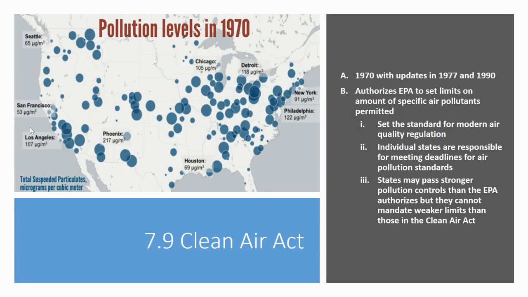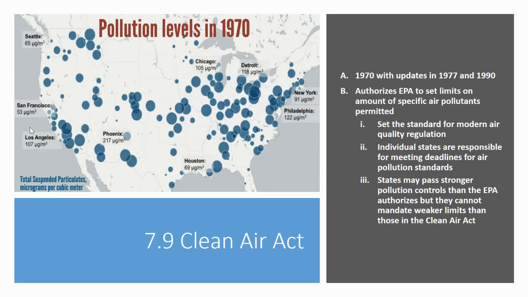Now, some other things that we need to know. Now, 7.9 is not technically a topic in our APES CED, but I wanted to make sure that we add it because we do need to understand what the Clean Air Act is. The Clean Air Act was established back in 1970, and there have been updates made to it in 1977 as well as 1990. What this act basically does is it authorizes the EPA, the Environmental Protection Agency, to set limits on the amount of specific air pollutants that are permitted.